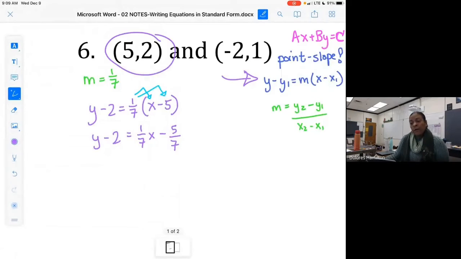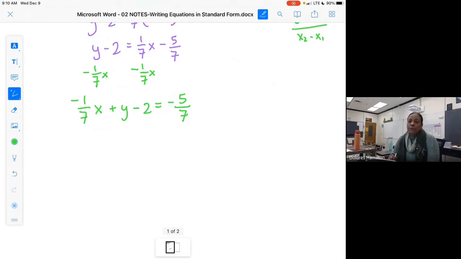Next, we want to get the x term combined with the y. We want the x and y on one side, and the constants on the other side. So we subtract 1/7 x. You'll notice though that on that left side, we still have that 2 lingering. Let's put it over to the other side.